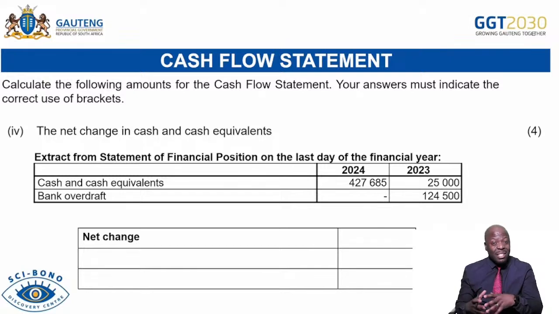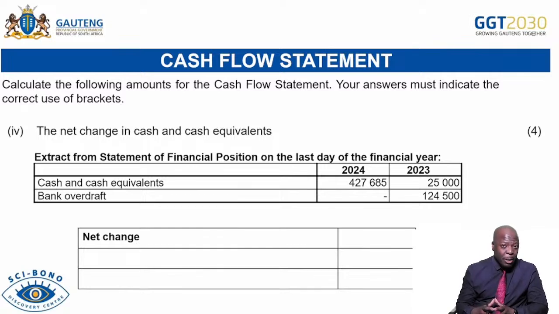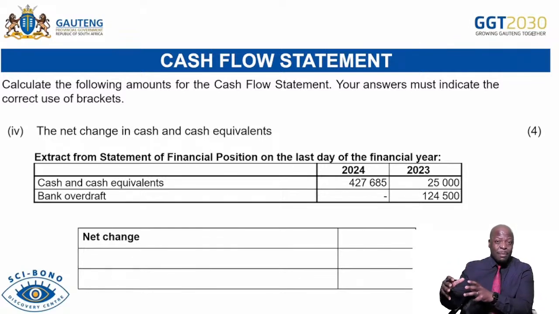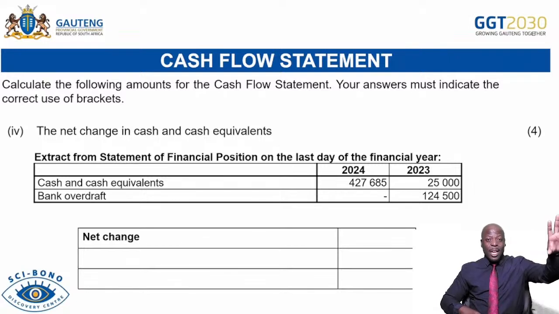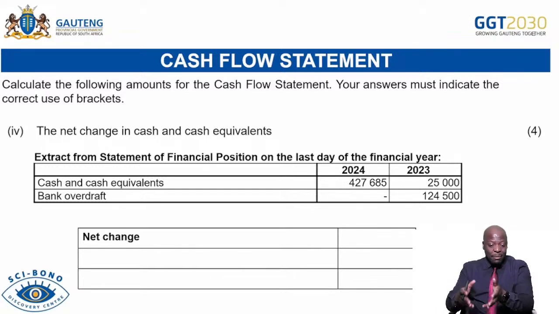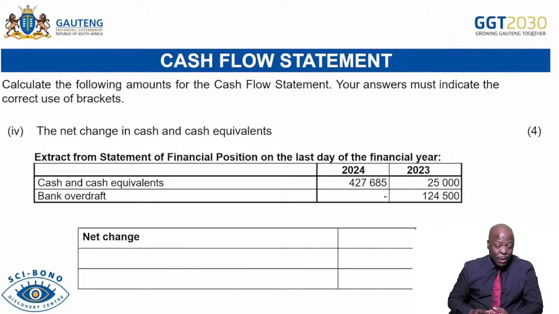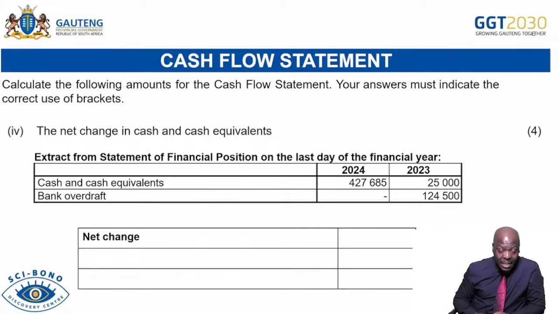As I said earlier on, this is the favorite for most examiners. It is a must that you know how to complete the bottom part of a cash flow statement. Remember, you can complete it as a standalone aspect, or they can give you cash effects from your operating, investing, and financing, and then you complete this note. Or you can be given the extract from the statement of financial position, as we see here, and you can still complete this particular part of the cash flow statement.